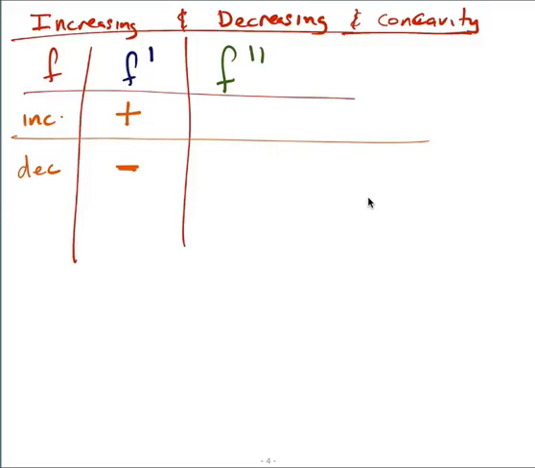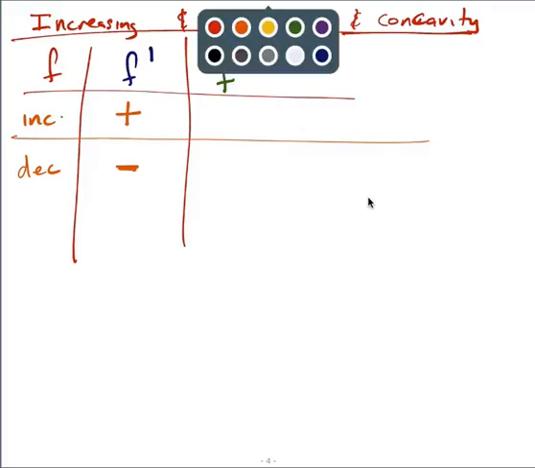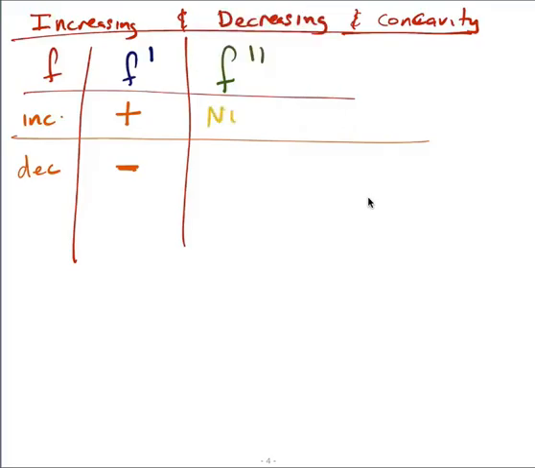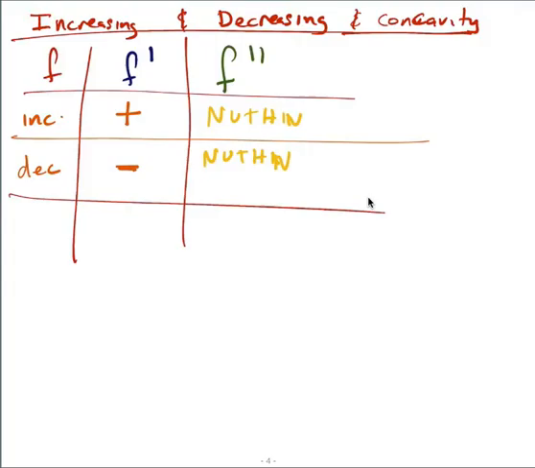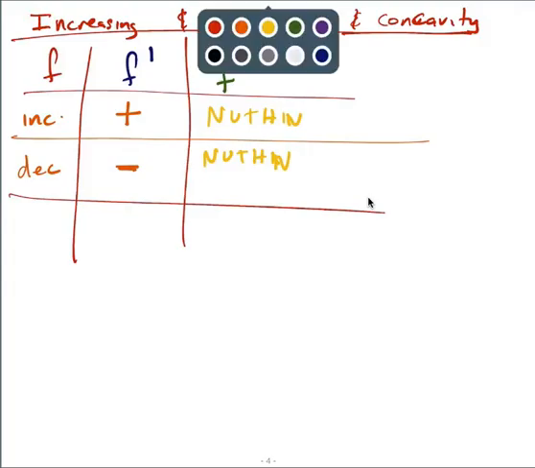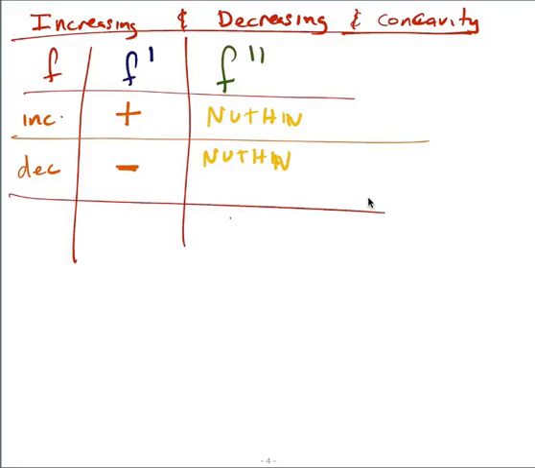And what about when it's negative? The function's going to be decreasing, right? So far, so good? All right, now what does that tell you about the second derivative? Nothing. Nothing immediately. Very good. That is exactly right. It tells you absolutely nothing. Okay, good answer. Nothing. I know nothing about this.